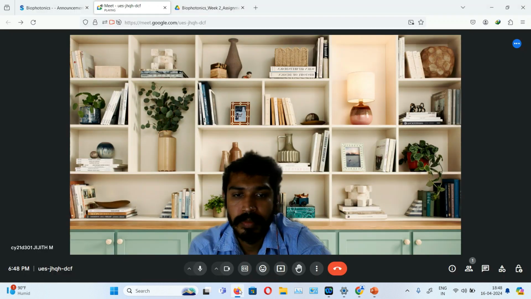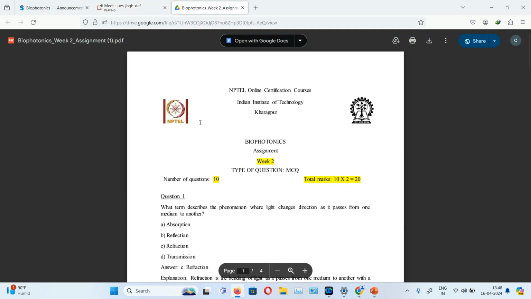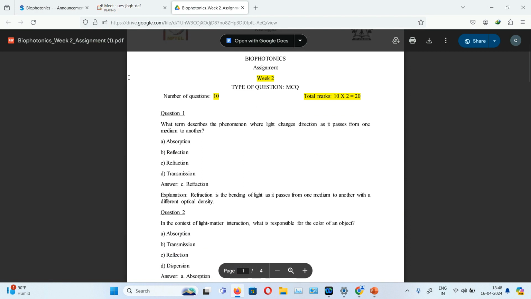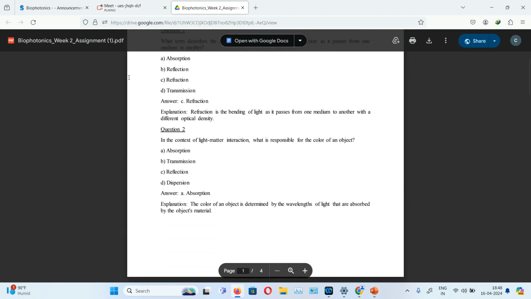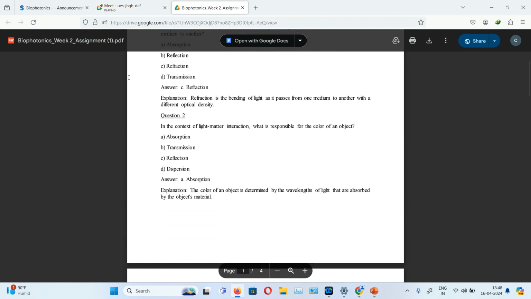So you can see that with one question we discussed a lot of things. Now we will go to the second question. In the context of light matter interaction, what is responsible for the color of an object? Absorption, transmission, reflection, or dispersion. Now let's see what absorption, transmission and reflection are. Transmission we already talked about. Reflection also we already talked about.